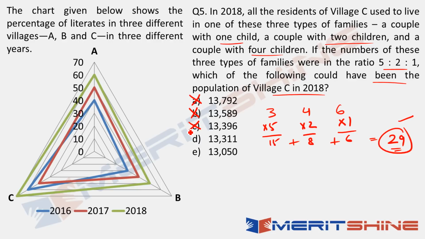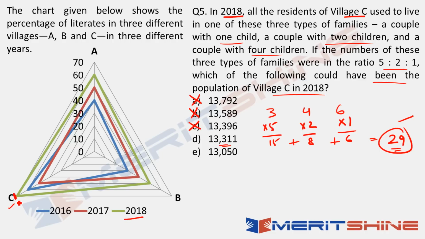So what you could have done here is, the answer is not option D, it's option E. When you checked with this 29, this number is divisible, and it seems that this can be the answer. One thing that you've forgotten here is that you have got an additional piece of data, this literacy thing. So this is village C, and I'm talking about 2018. Village C, 2018 is this green one, so that is the number.